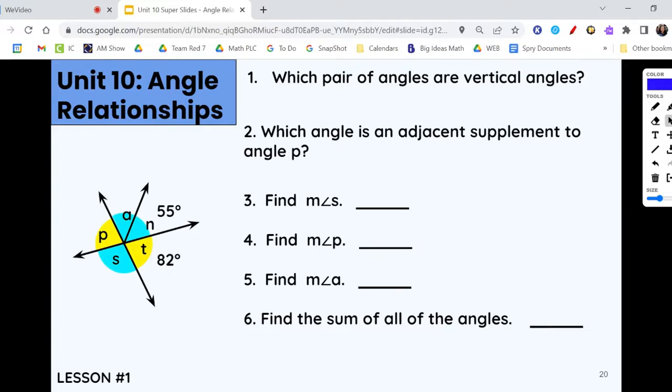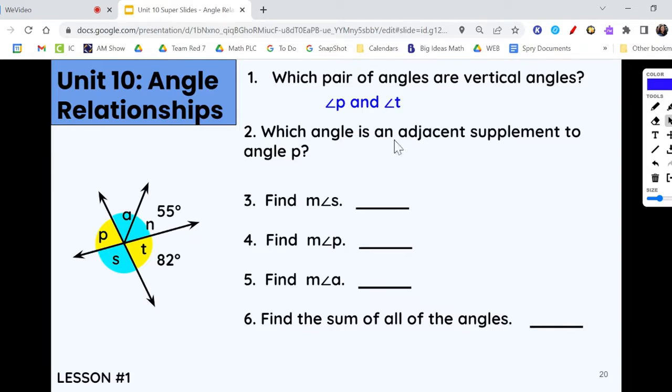Okay, so let's look at this diagram. It says pants, which is fun. Okay, which pair of angles are vertical angles? Now, there's only one pair of angles that are vertical angles. Does anyone see them? So could it be S and something? No, because it would have to be a combination of these two. It would have to be P and T. They're vertical angles because when two lines cross, the angles opposite each other are vertical angles. So angle P and angle T. Yes, you do need those angle signs.